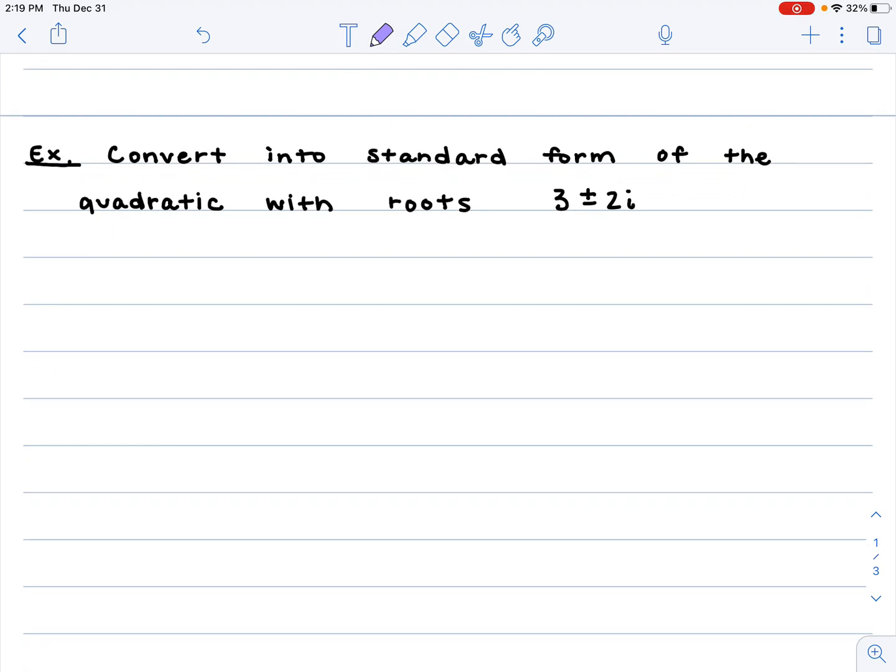Second type of problem today is we're going to be converting to standard form, and it's going to give us the roots, and we're going to be working backwards here. So our goal is to get it into standard form. And it has the roots 3 plus or minus 2i. So what we're going to do is we're going to be working backwards. So I'm going to have you take a little flashback real quick.